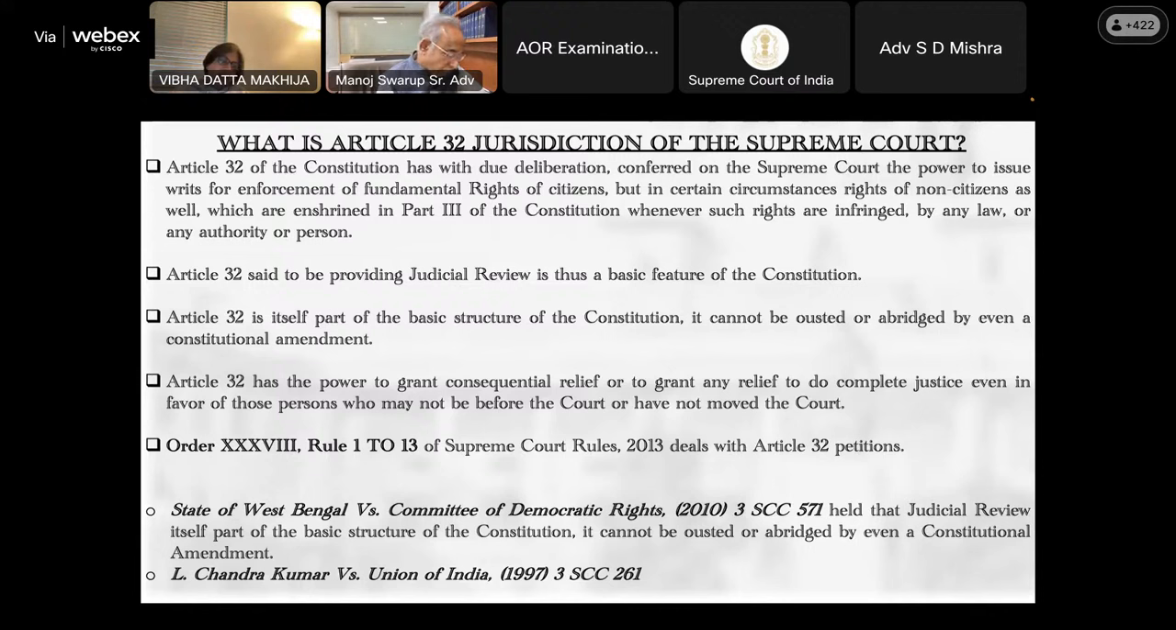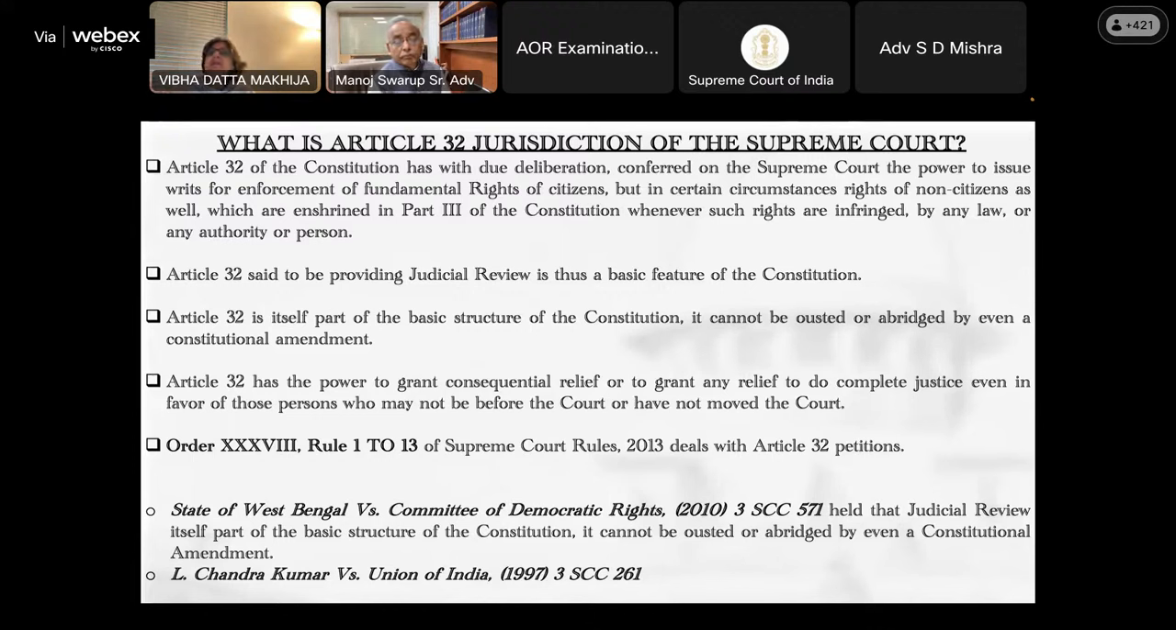And as you can see on the screen, you can see the various parts of Article 32. And then basically you also will look at Order 38, Rules 1 to 13, which deals with Article 32 petitions, the format of the petitions. So what I will suggest all of you to do is to look at the substantive aspect, which you will find in the Constitution. Then you will find the procedural aspect, which you will find in the Supreme Court rules. And finally, you will back it up with case law to explain how the Supreme Court has viewed these provisions and what is its interpretation on it.